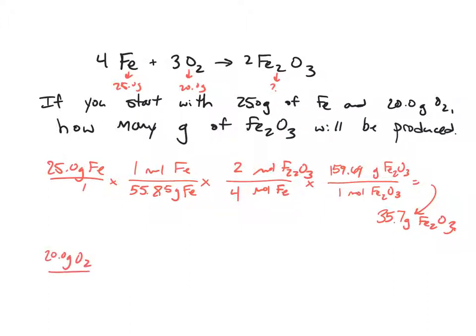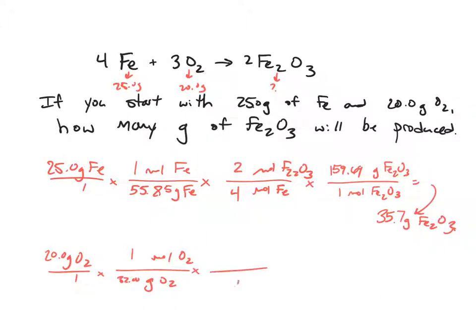Now I'm going to do the same setup, but this time I'm going to start with the 20 grams of O2 over 1 and solve for grams of Fe2O3. So I start with grams of O2 on the bottom, moles of O2 on the top. 1 mole is 15.999 times 2, which gives me 31.998, or just 32. So that just rounds up to 32 grams.